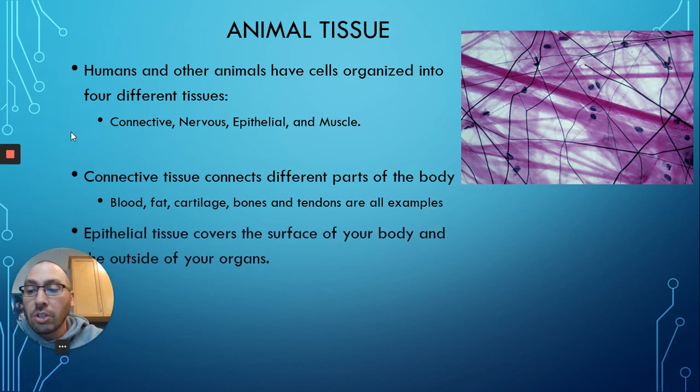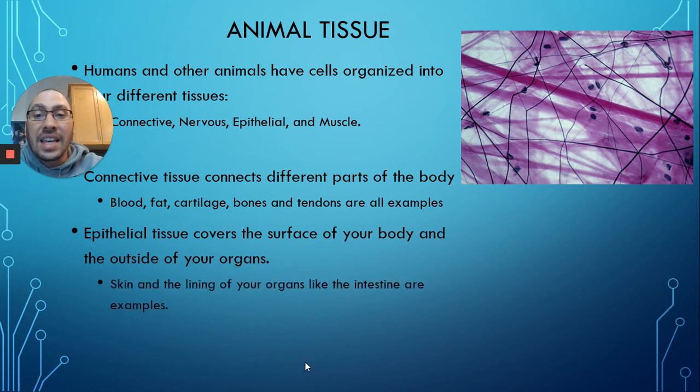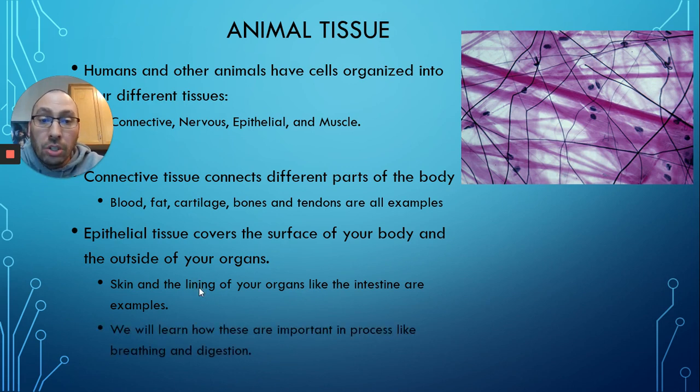After connective tissues, we have our epithelial tissue. Our epithelial tissue covers the surface of our body, okay, as well as the outside of some of our organs. Okay, skin and the lining of our organs, like the intestine, are examples of these. And we're going to talk about epithelial tissue a lot because epithelial tissue can be thick. It can be very thin, and these help in very, very important processes like breathing and digestion, taking the oxygen into our body, getting the carbon dioxide out of our body, as well as the different nutrients that we get from our food and whatnot.